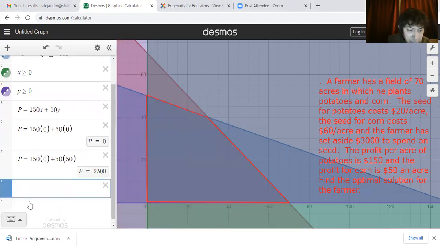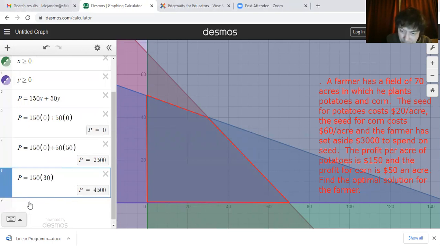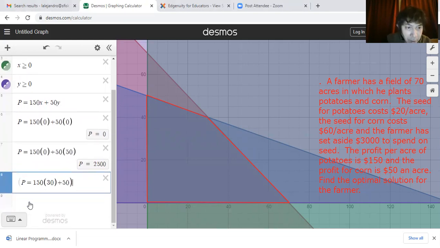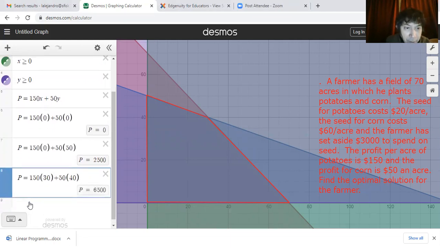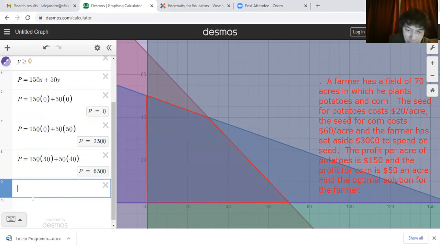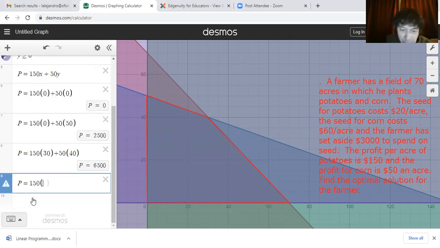All right, so this will be again P is equal to 150 multiplied by 30 plus 50 multiplied by 40. Yes, that should be an open parenthesis and then 40 there. 6,500. All right. We still have one more point at 70, 0. Okay, one more computation. So profit is equal to 150 multiplied by 70 plus 50 times 0. All right. Okay, that's it.